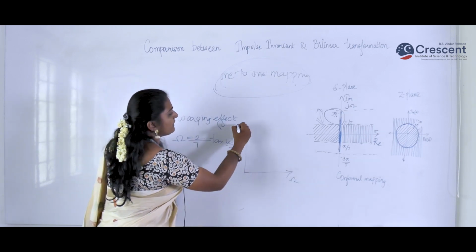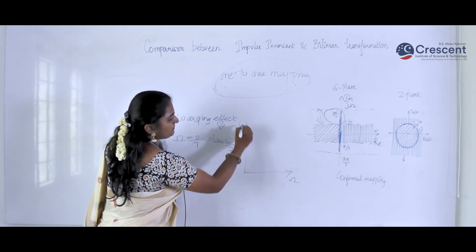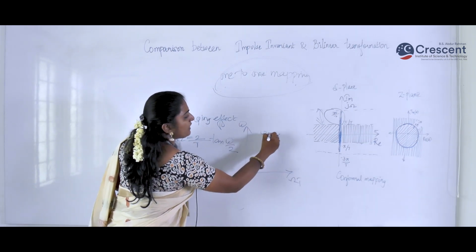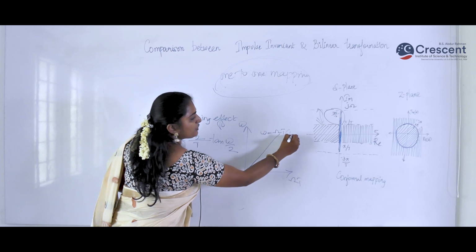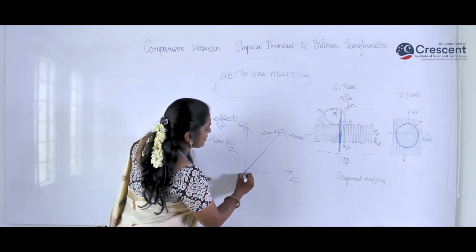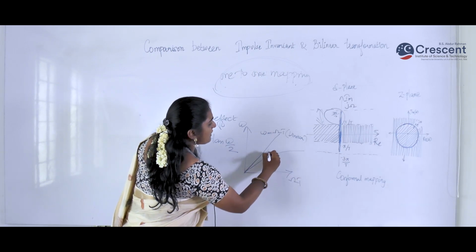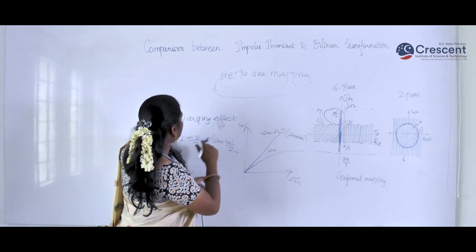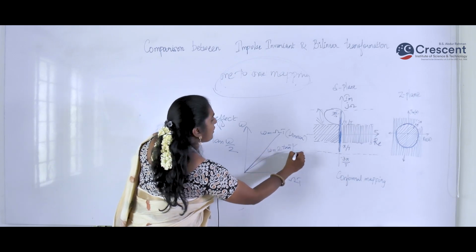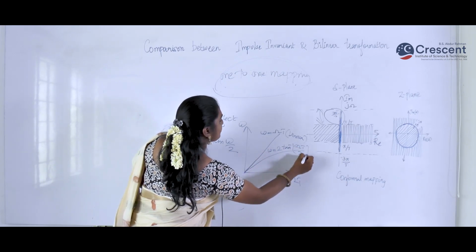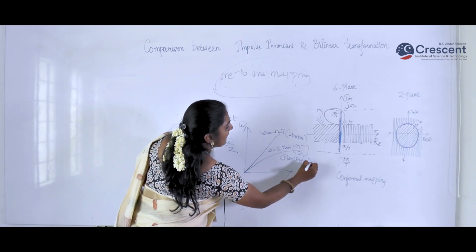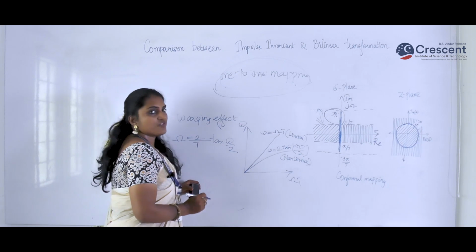When we do an analysis, in the impulse invariant transformation omega is equivalent to omega t, so it is said to be a linear response. But when we come to the bilinear transformation, when we cross multiply it, omega is equivalent to 2 tan inverse of omega t by 2. So this is said to be a non-linear response, and this is a drawback of the bilinear transformation.